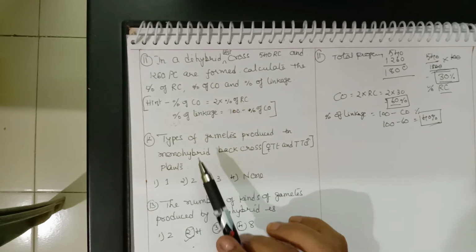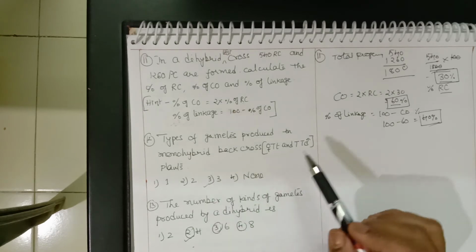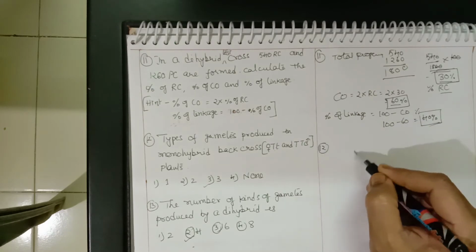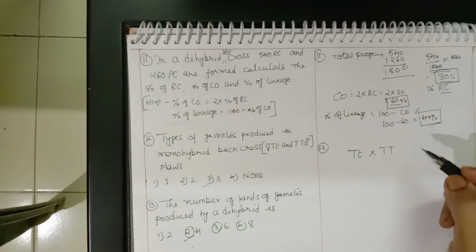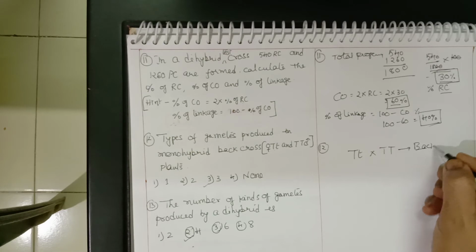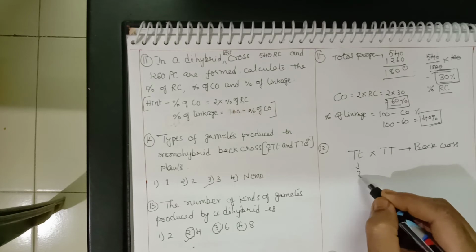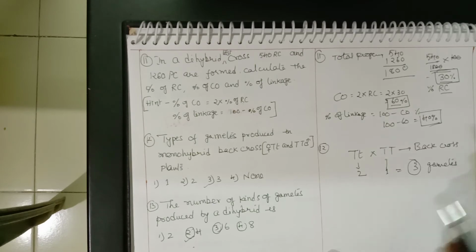Now the next question: the types of gametes produced in a monohybrid back cross. Monohybrid back cross is this one. This is the F1 hybrid. We know the F1 hybrid crossed with the dominant parent, we call it a back cross. Here we have two types of gametes formed from one parent, and one type from the other. So in total we can say 3 types of gametes are formed here.